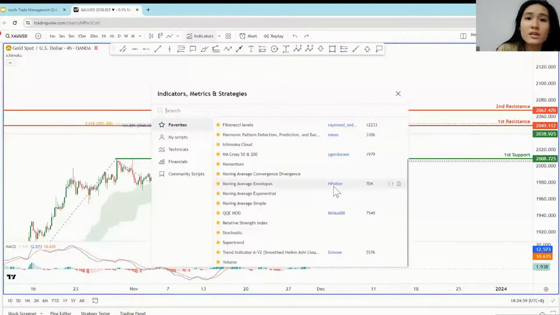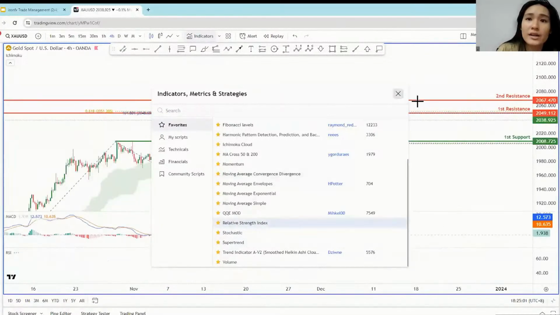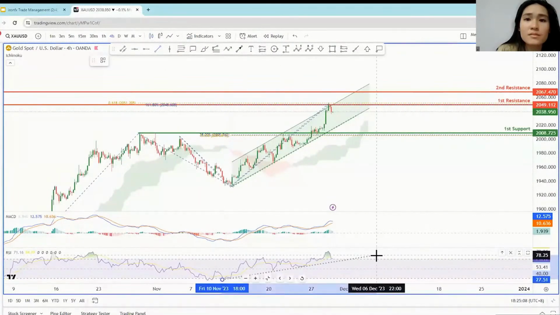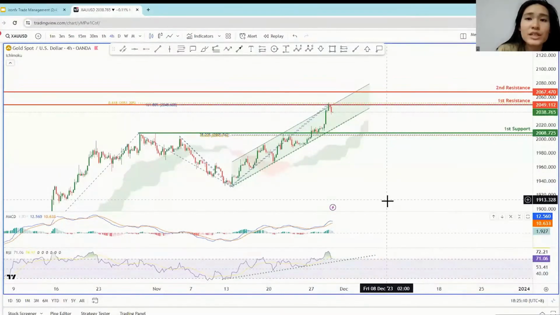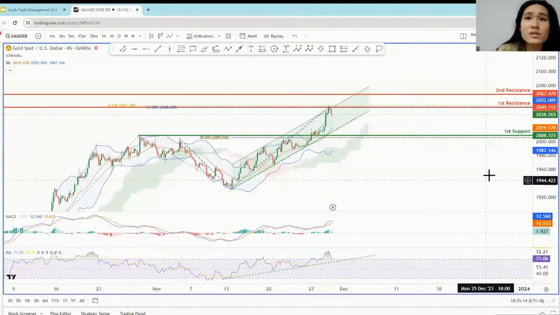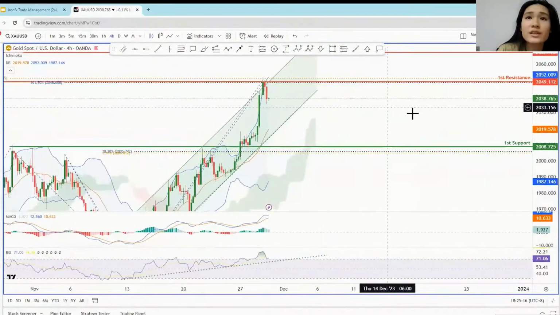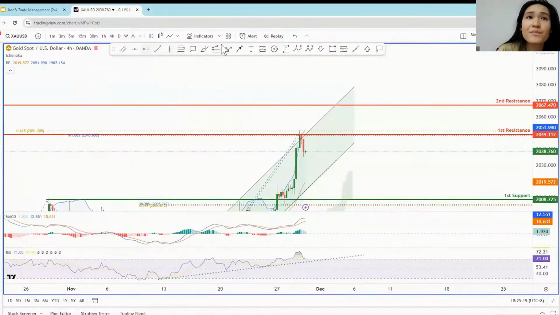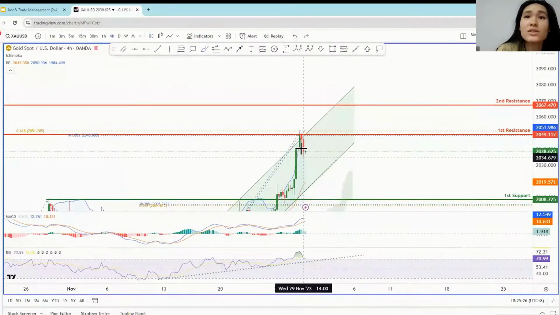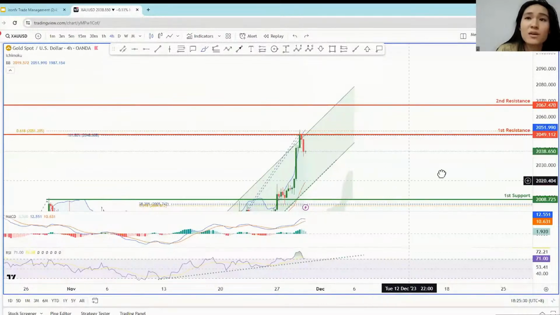Let's take a look at RSI. Yeah, RSI is also moving in an ascending trend line. Let's take a look at Bollinger Bands. You can see over here that it's breaking out of the upper channel. So even though there is a reversal here, we can expect price to continue pushing upwards.